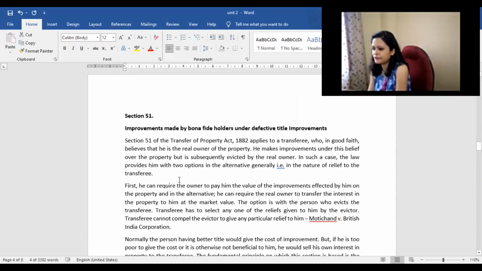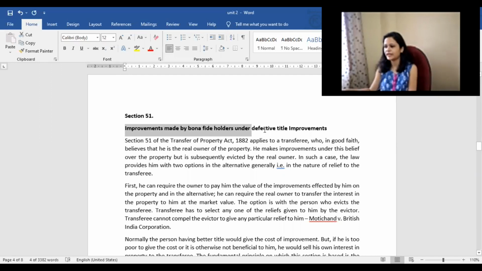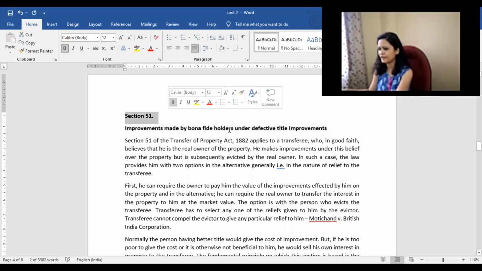So we have another concept called improvements made by bona fide holder under defective title improvement. So it is again given under section 51. So who is a bona fide holder?